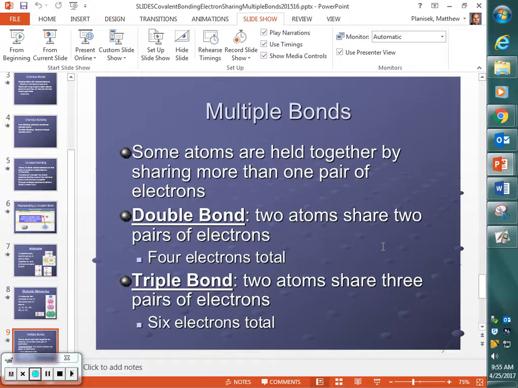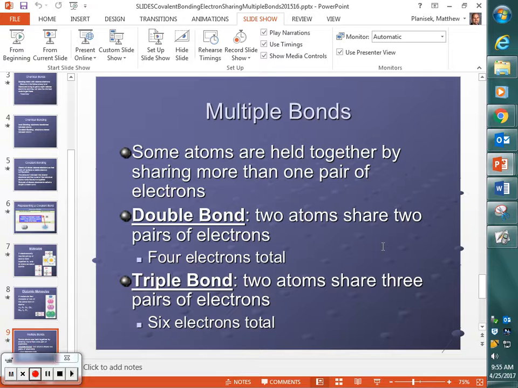That would be 4 electrons total, right? 2 pairs is 4. Nitrogen, sharing 3 pairs of electrons, is held together with a triple bond, where 2 atoms share 3 pairs of electrons. All right, good so far?